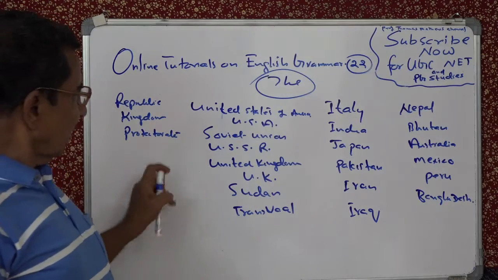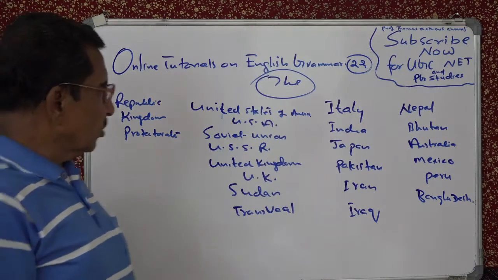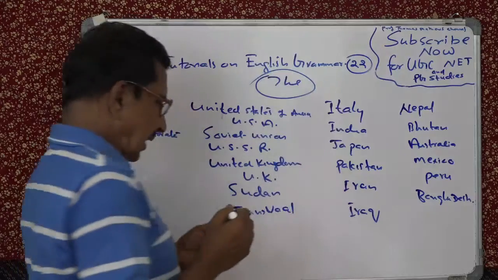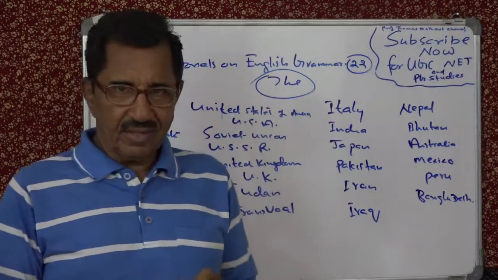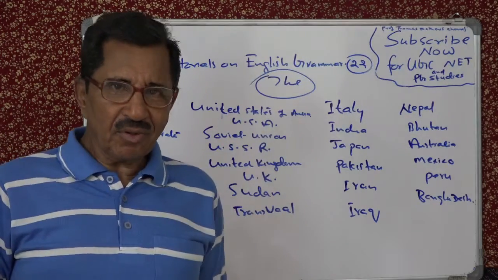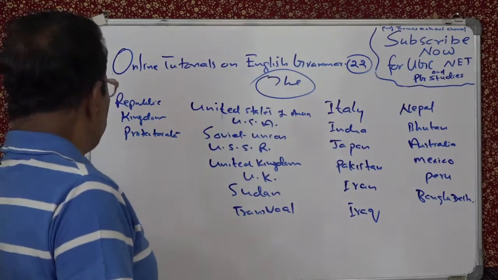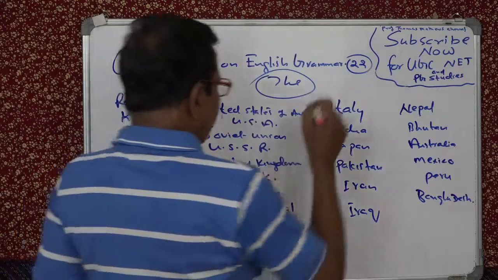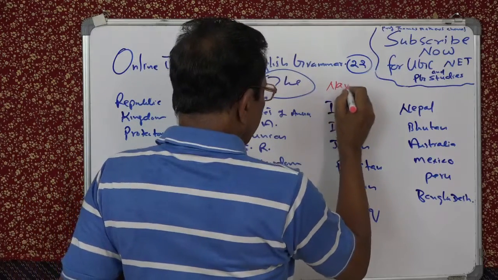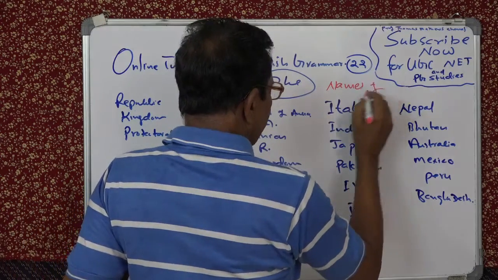So, let's start from here. What are these? These are names of countries. We have seen, these are names of countries.